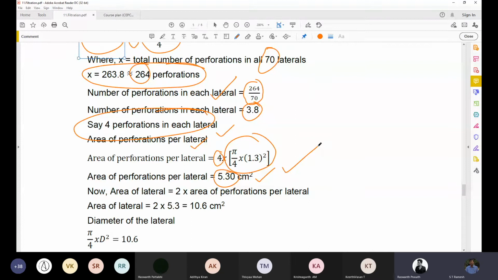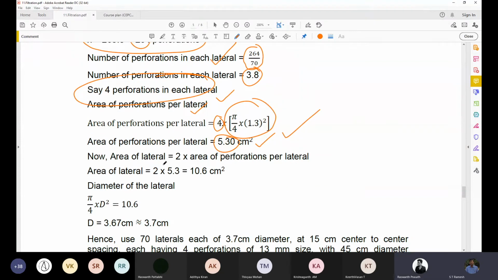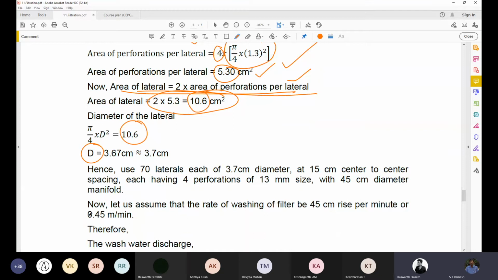You can calculate the area of perforations, and this assumption we already discussed: the area of the lateral is equal to 2 times the area of perforations per lateral. So the area of the lateral is equal to 2 into 5.3, thereby 10.6. This 10.6 is again equated to pi d square by 4. Thereby the diameter of the lateral can be 3.7 centimeter.